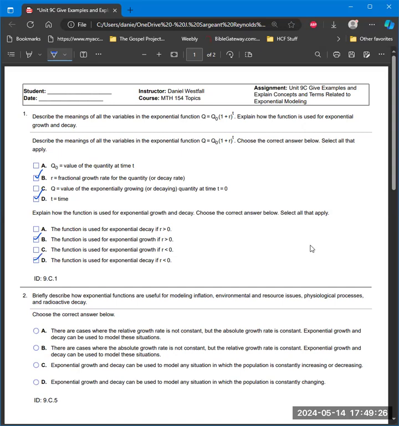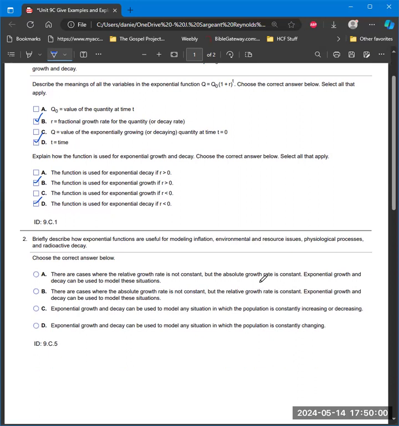Just to remind you what the different values are here. Q is the quantity at time t. Q naught is the initial quantity at time 0. We already talked about r, the fractional growth rate or decay rate here. It's going to be negative if it's a decay rate, so that this number inside the parentheses will be less than 1 if it's decay, and it will be greater than 1 if it's growth. And t is the time.